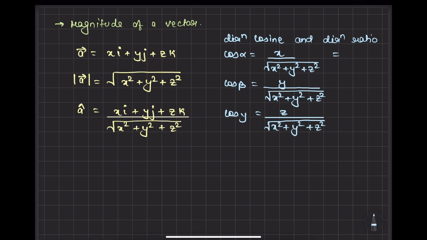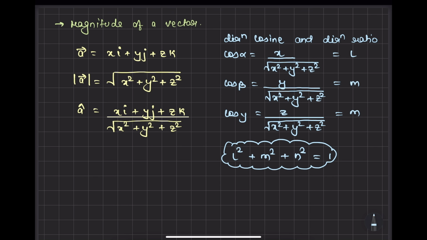Later we will call cos alpha as L, cos beta as M, and cos gamma as N. If you observe, if I ask you to find L square plus M square plus N square, you will end up having 1. This is a very important result. Later we will understand this in detail and solve many questions related to it as well.